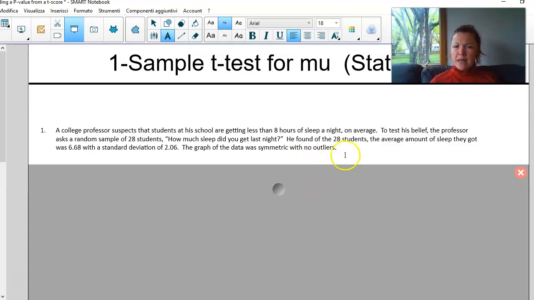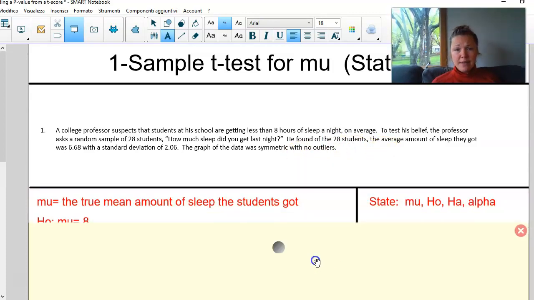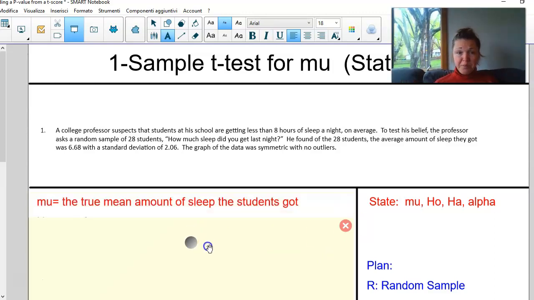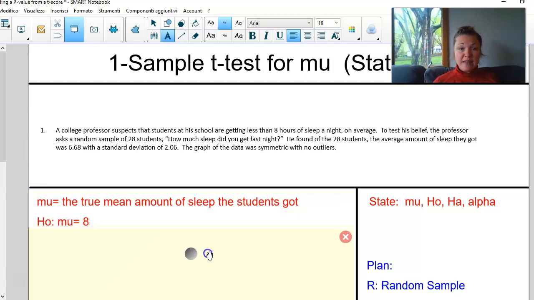This graph of the data being symmetric with no outliers is very important. I'll talk about that in a second. Let's get going right away. Our state, we learned this with the last video: mu, null, alternative, and alpha. Mu is the true mean amount of sleep the students got.